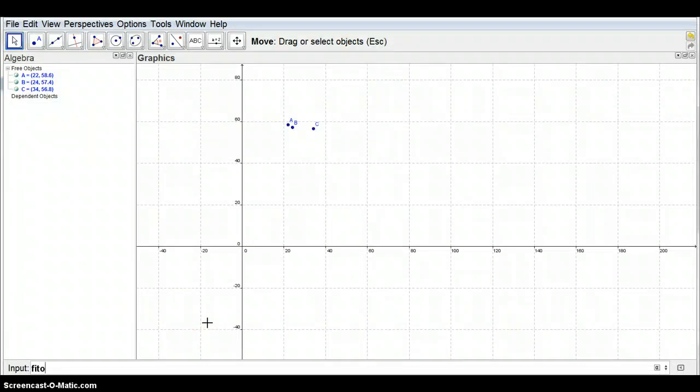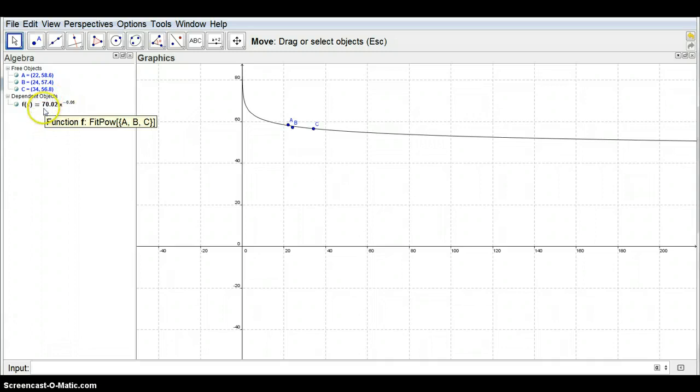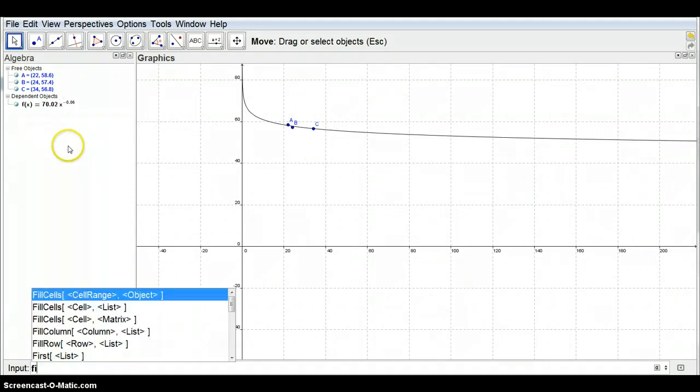But here's how I do it. I type in fit POW, and it's telling me I need a list of points. So I type in a list of points, A, and all I have to do is use the names A, B, C with commas between them. I do that, I hit enter, and I get some sort of curve. And up here, it's going to show me the equation that I get when I do that regression curve, 70.02 x to the negative 0.06. Is that the one we want? I don't know. I've only plotted 3 points. You need to do a lot more than that. We could try another one.